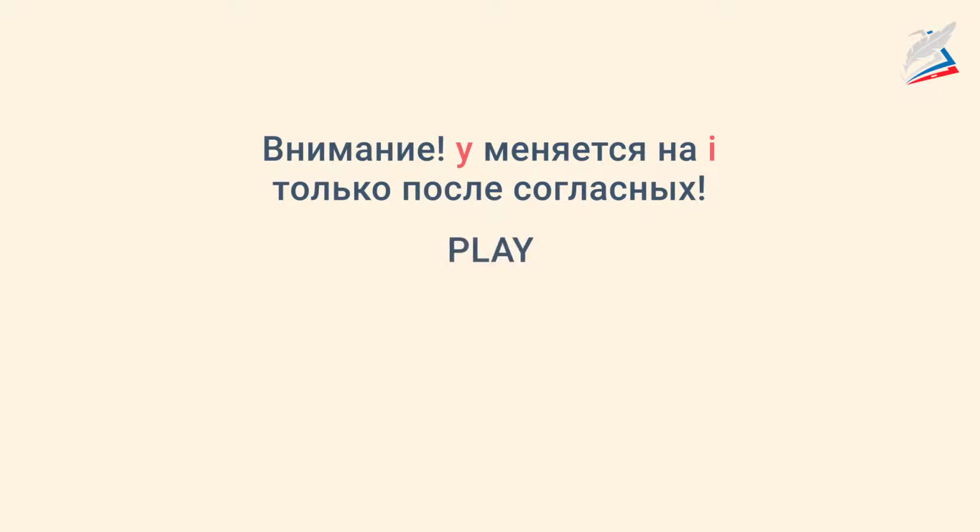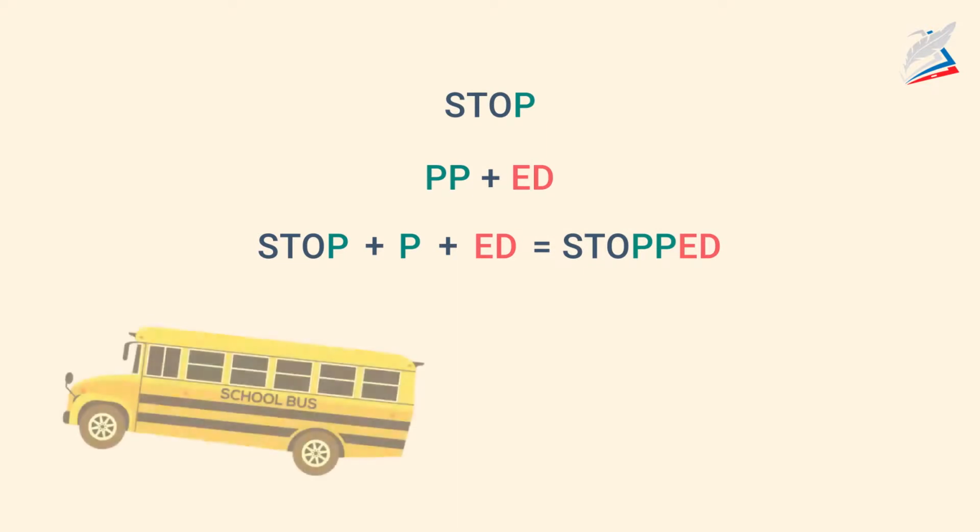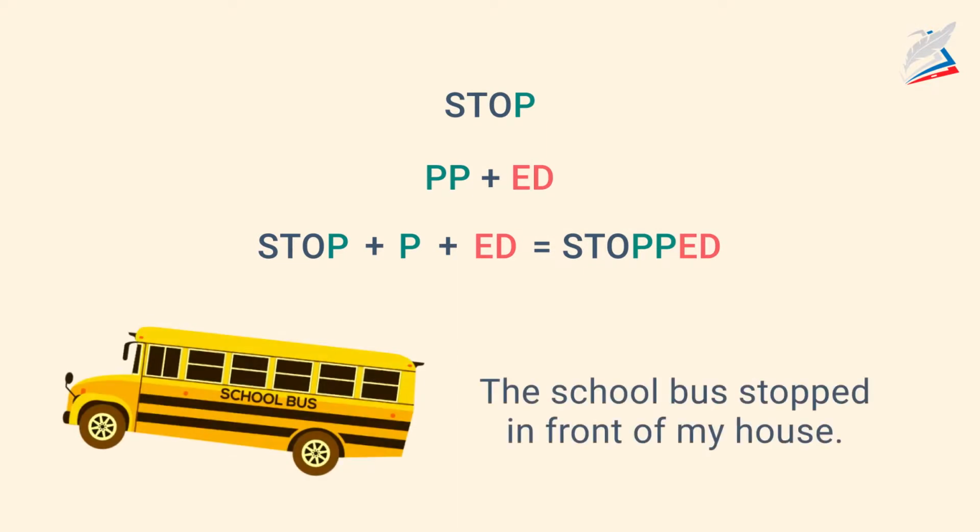Play, play plus ed, played. For short verbs, we double the letter. Stop, stop plus p plus ed, stopped. The school bus stopped in front of my house.